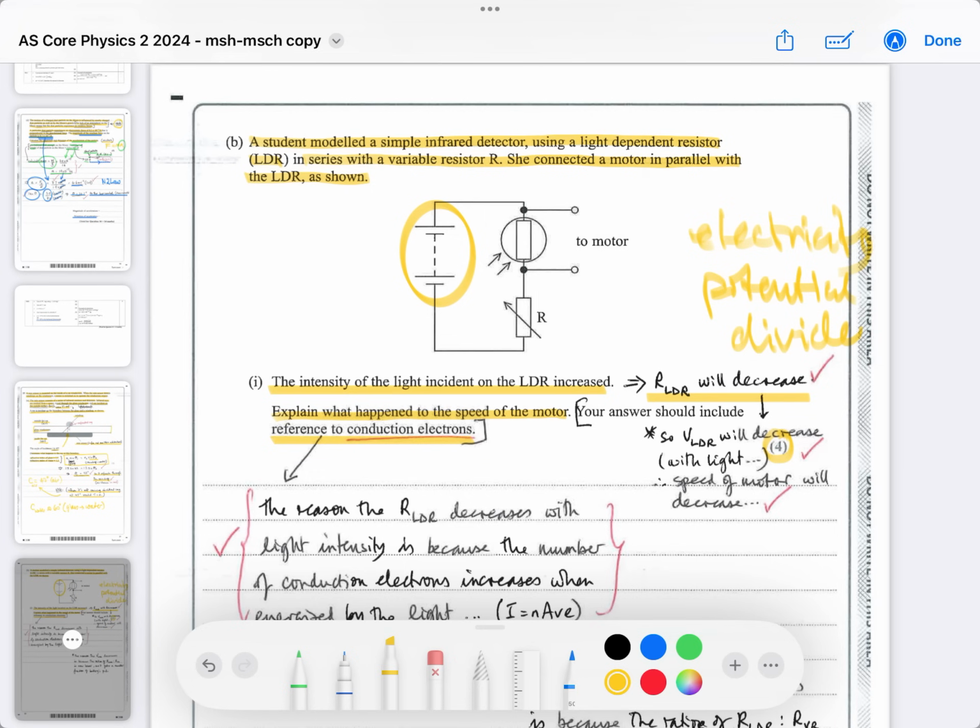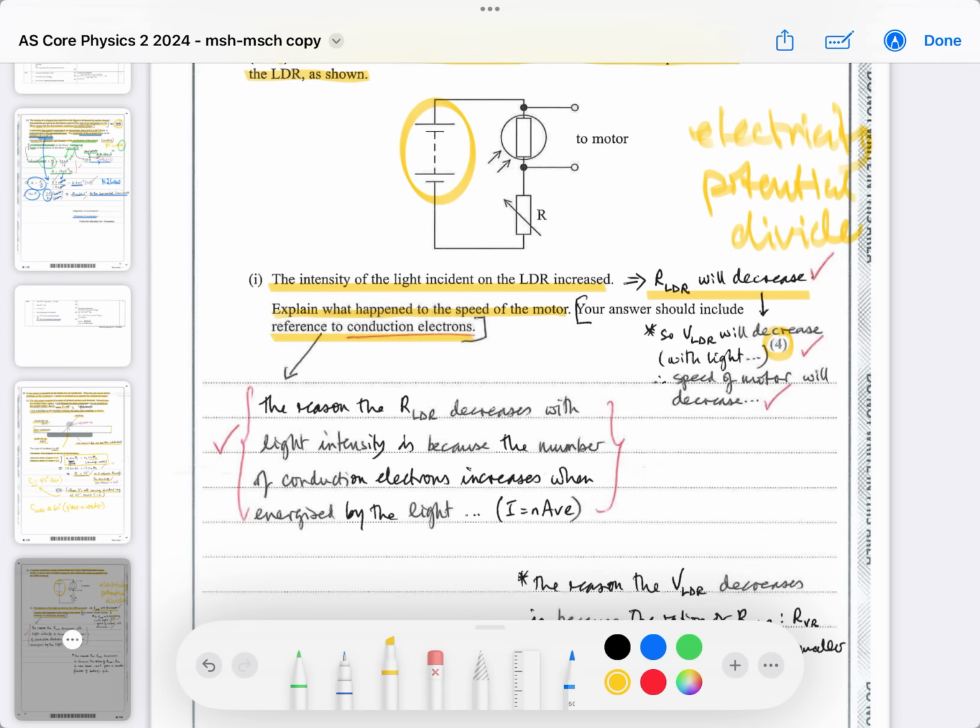And the reason that the resistance decreases with light intensity is because of the energy of the photons coming into this particular material that the LDR is made of. It energizes the electrons. The number of conduction electrons increases due to the energy of the light. Yeah? And therefore, in the equation I equals nAvq, n increases. So you have more conduction electrons, and that's why it's less resistant.